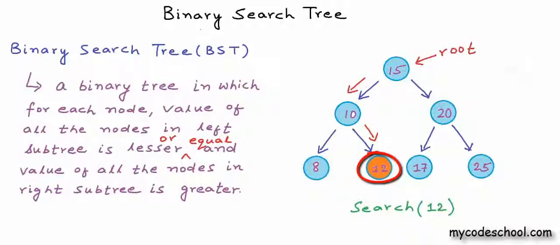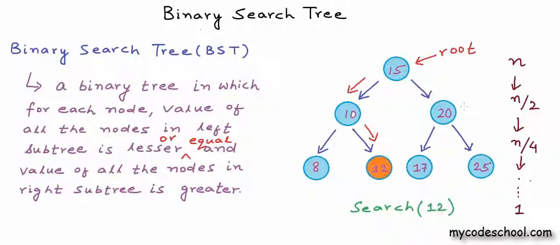So if the tree is balanced, we will start with a search space of n nodes, and when we discard one of the subtrees, we will discard n by 2 nodes. So our search space will be reduced to n by 2. And then in the next step we will reduce the search space to n by 4. We will go on reducing like this till we find the element, or till our search space is reduced to only 1 node, when we will be done. So the search here is also a binary search, and that's why the name binary search tree.